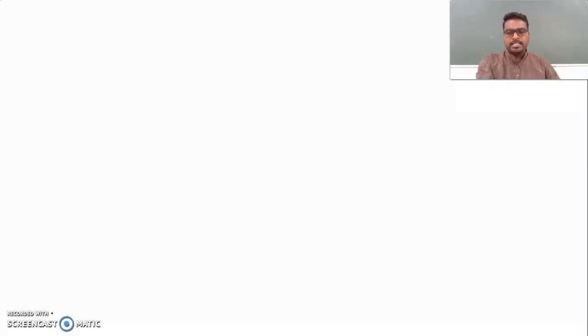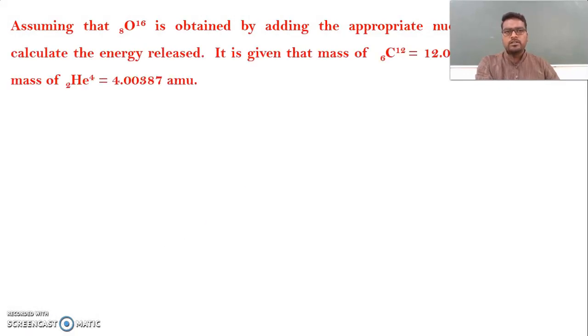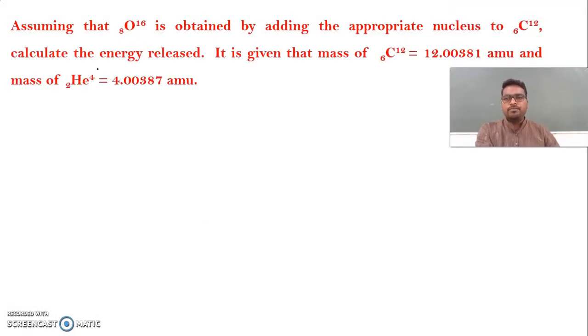My dear students, I am continuing the numerical problems on nuclear chemistry in this class. The next problem is, so go through this problem. Assuming that oxygen 16 is obtained by adding the appropriate nucleus to carbon 12, calculate the energy released.